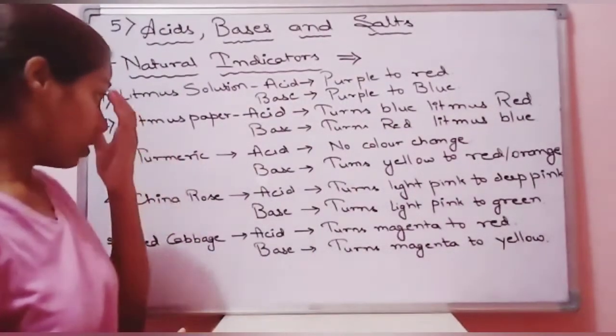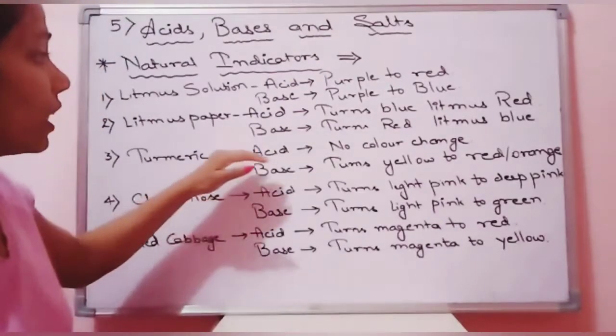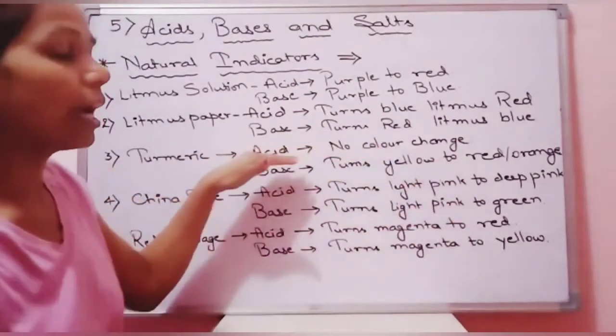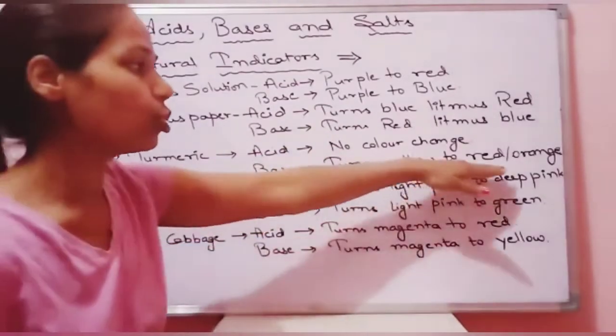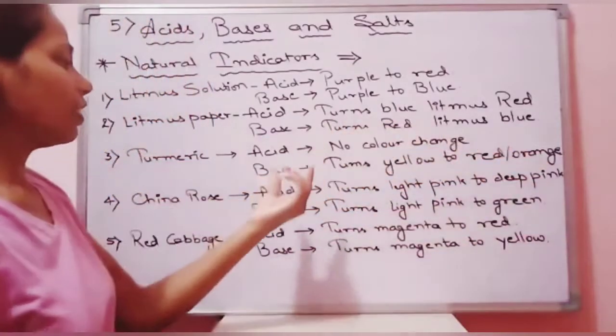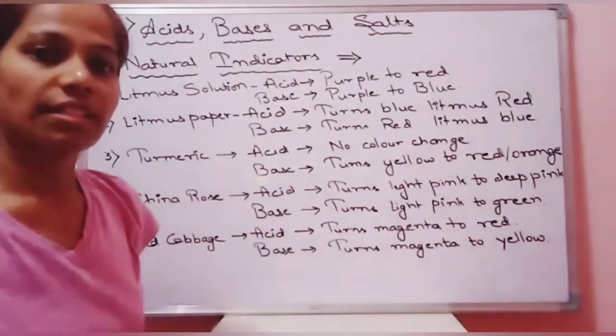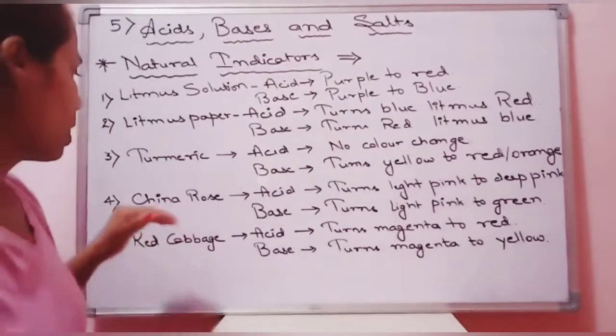Next we have the turmeric solution. Okay, the turmeric solution gives no color change in the acidic solution, whereas it turns from yellow to red or orange, meaning a somewhat reddish-orange color, when it is dissolved in the basic solutions.